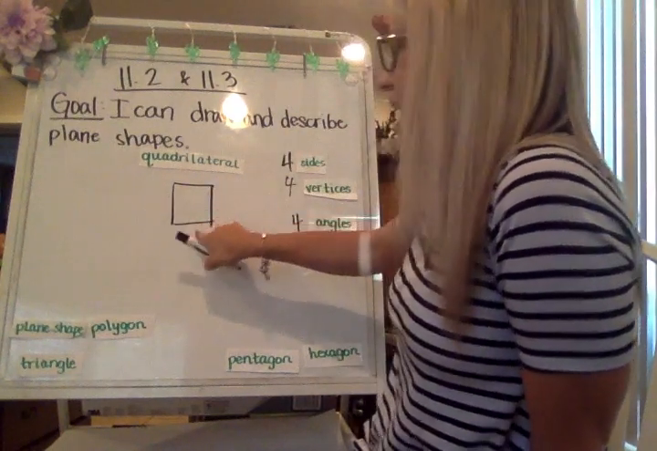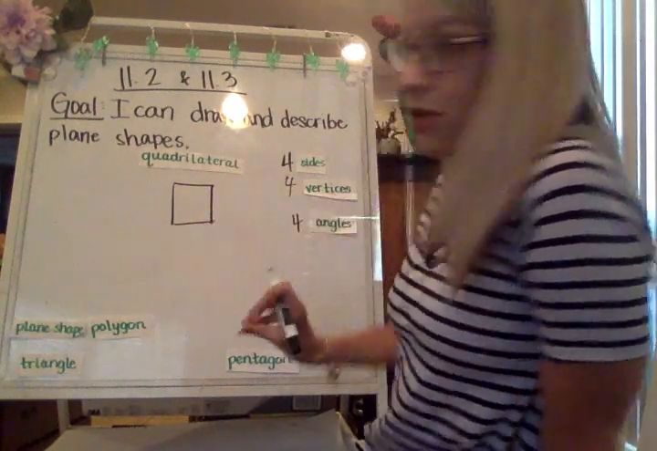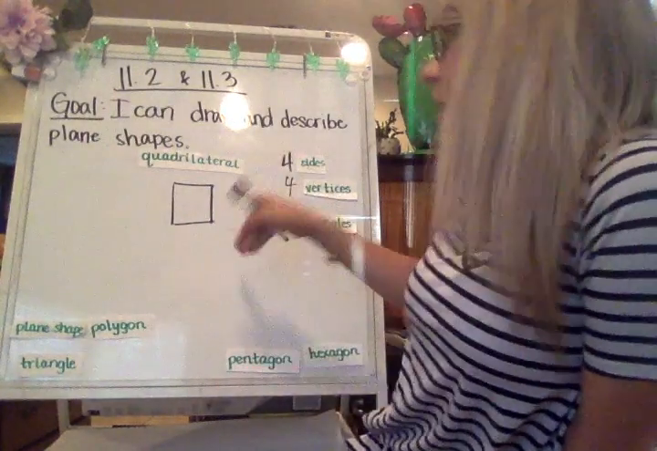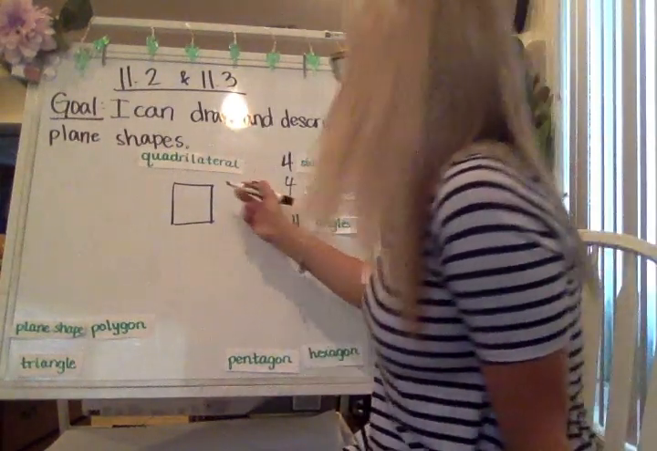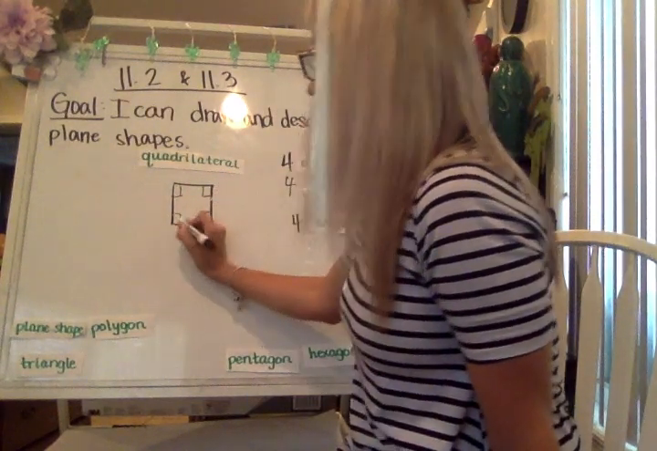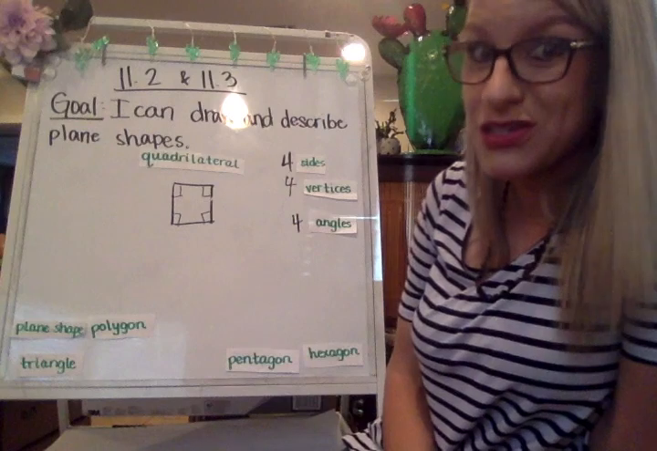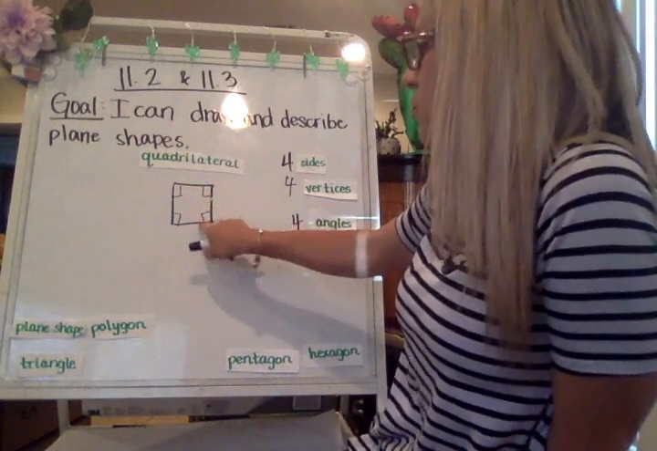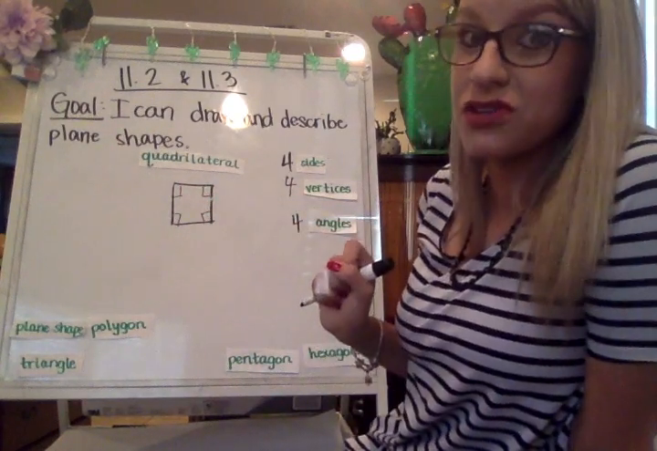Because each of these sides, if I was to measure them, and now I know I'm not perfect at drawing all of this, but if I was to measure them, they should be about the same size. These also have, because it's a square, I can show that I'm trying to make them perfectly square by putting these little boxes in the corners. That means that those are right angles.